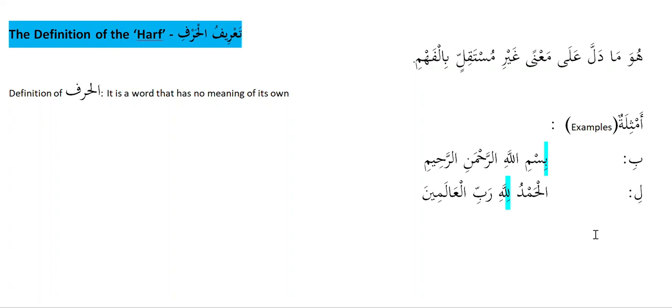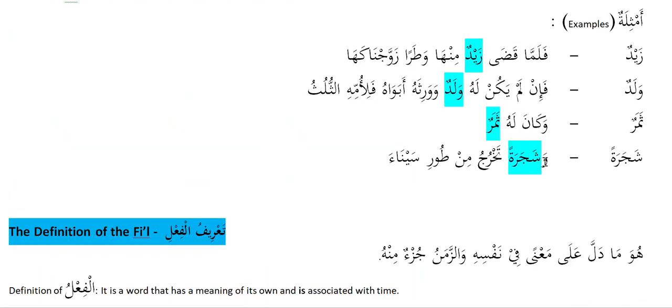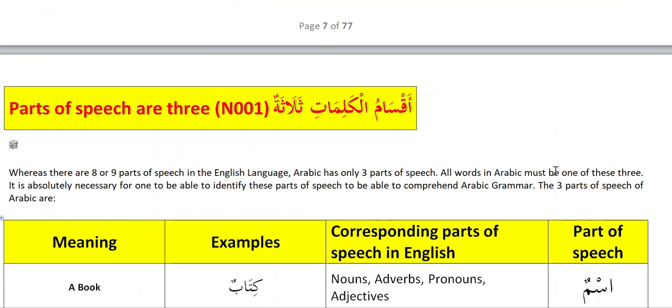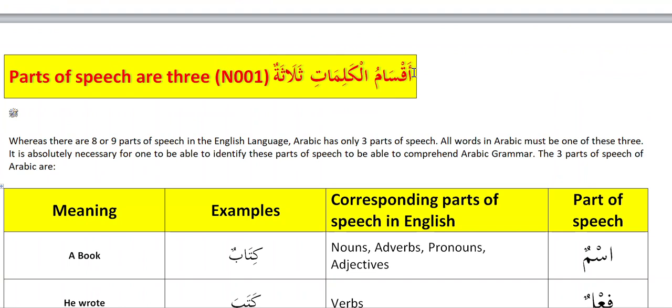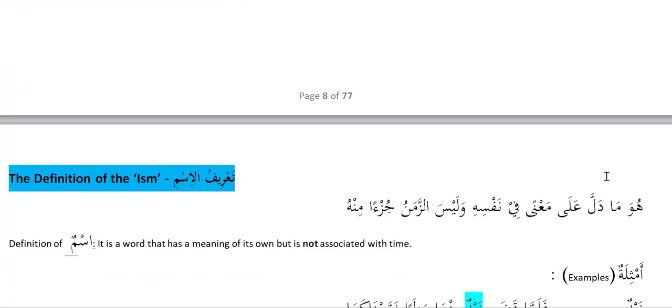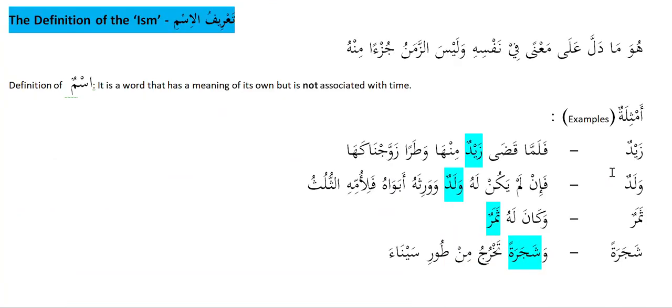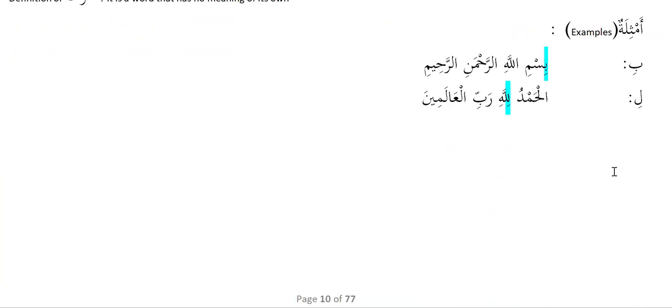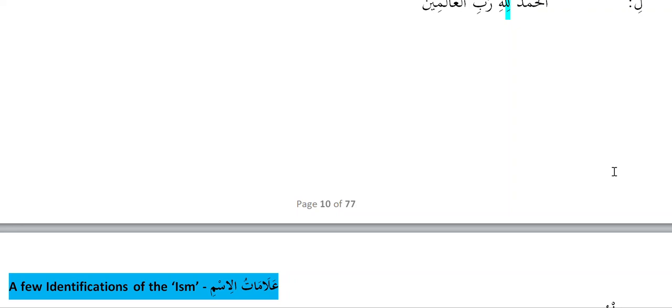So that's the harf. What you need to remember from this, let me just summarize these pages here, is that the parts of speech in Arabic are three. أقسام الكلمات ثلاثة, parts of speech are three. Namely, they are the ism or al-ism, فعل or al-فعل, حرف or al-حرف. That's all you have to remember. Al-ism, al-fi'l, and al-harf. These are the definitions and some examples. That's all you need to really carry away from that.